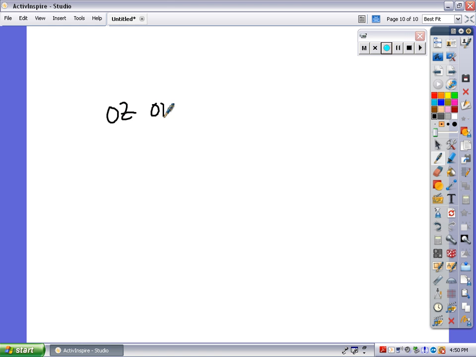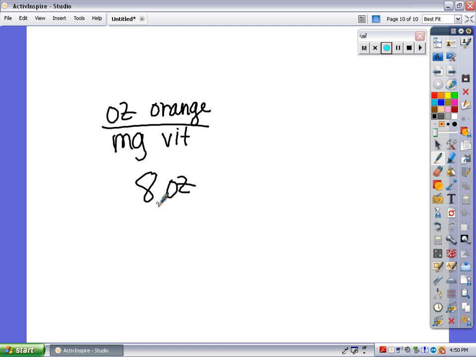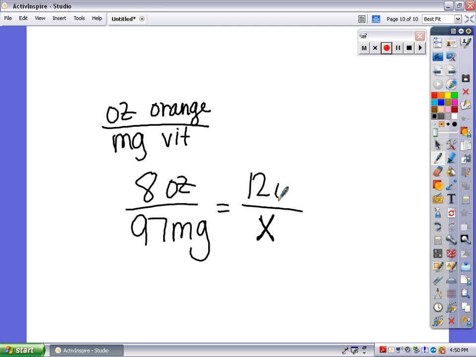Ounces of orange juice to, let me repeat it, 8-ounce cans of orange juice contains however many milligrams of vitamins. All right, so that is what our rate is. So now we're going to plug in the information. We know that we have an 8-ounce can of orange juice, and that has 97 milligrams of vitamins. We want to find out how many vitamins are in a 12-ounce can of orange juice.